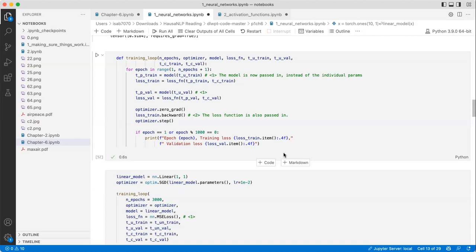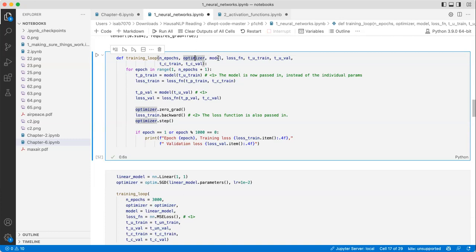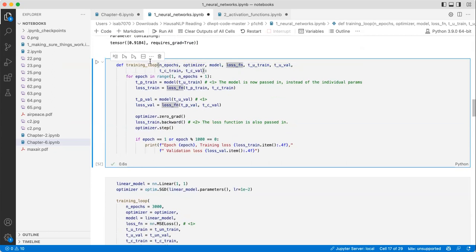So we have to define our training loop. This is the function. Maybe in the next chapter we have a shorter way to do this, but for now this is the function. It takes as arguments the number of epochs, the optimizer, the model, the loss function, and your training and validation sets. We know epoch is one complete cycle, so we loop through the entire number of epochs.